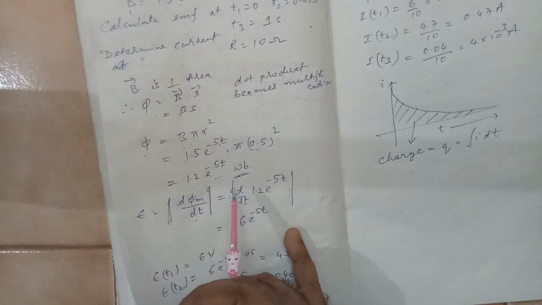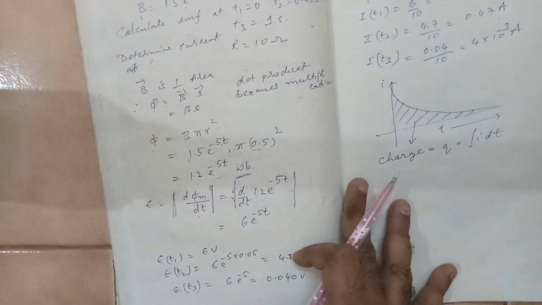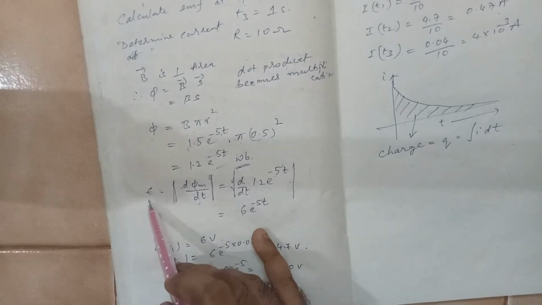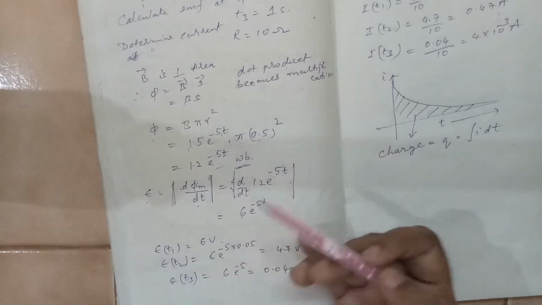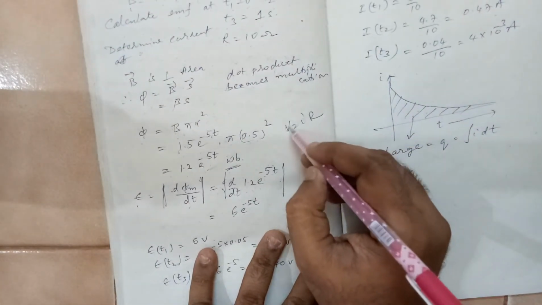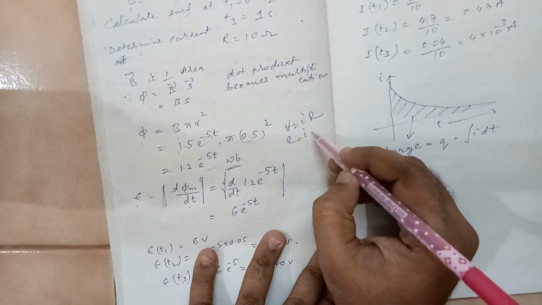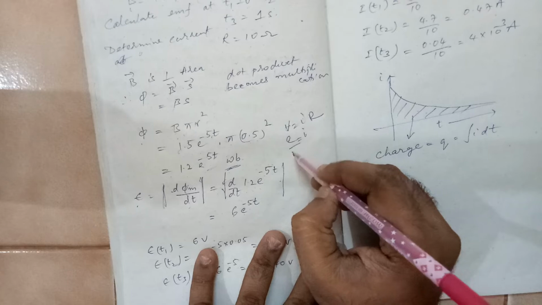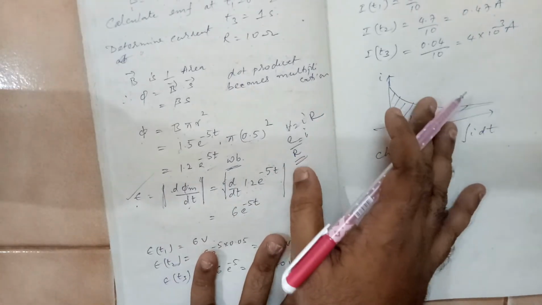Because of this induced EMF there will be current. If I know the induced EMF value and divide that by R, I get the current. This is from the equation V is equal to IR. Here V is E and I is the induced current. So I will get E by R. You have found E now. Divide by R, you will get the current.